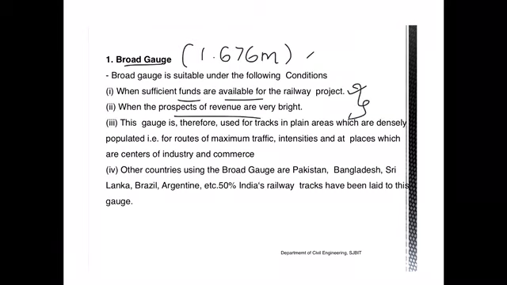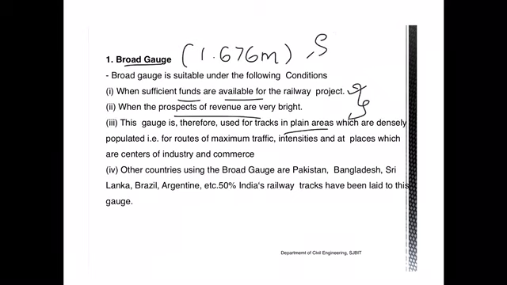So, keeping in mind these two factors, available funds and prospective revenue, this gauge will be used in plain areas, where the population is densely packed, where there is maximum traffic and intensity, and at places that are centers of industries and commerce. It may connect two places, the major cities or the major industrial areas. In such cases we can go for the construction of the broad gauge.